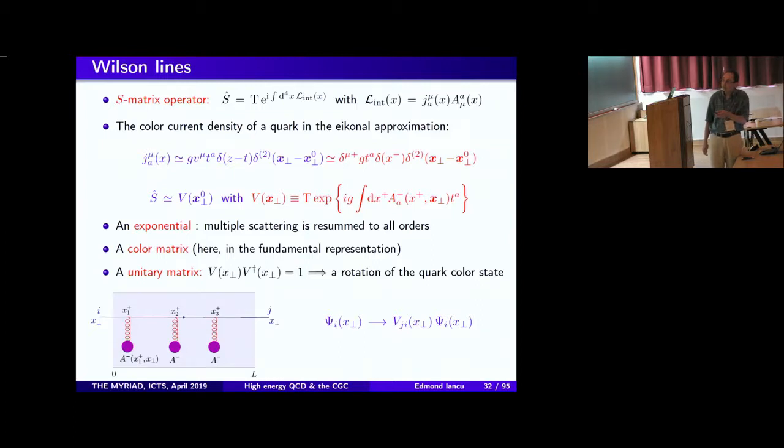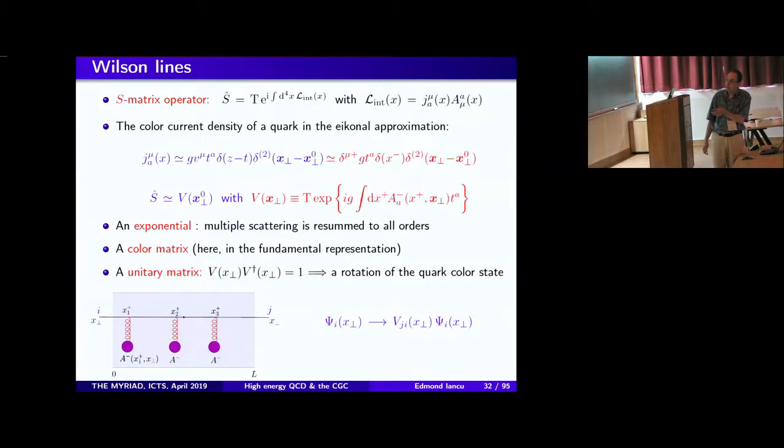Because it's a time ordered exponential, it's clear that it is describing multiple scattering to all orders, because I can expand the Wilson line to arbitrary order. I can have one scattering, two scatterings, n scatterings. It's a color matrix in the fundamental representation, because the representation is set up by the projectile. I have small t^a matrices at all the vertices. If the projectile was a gluon, a hard gluon, I would have here the adjoint representation.